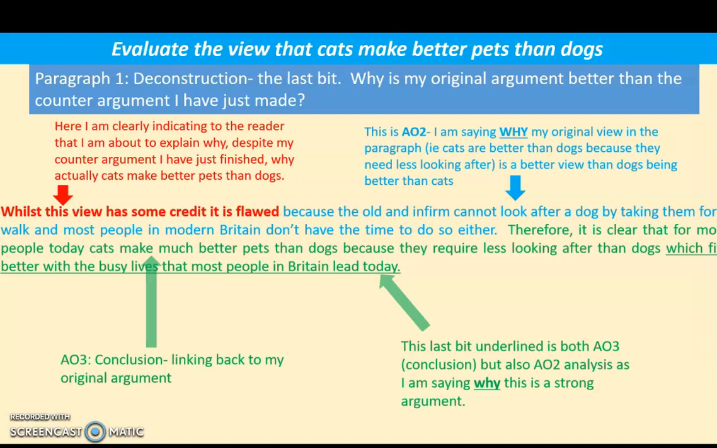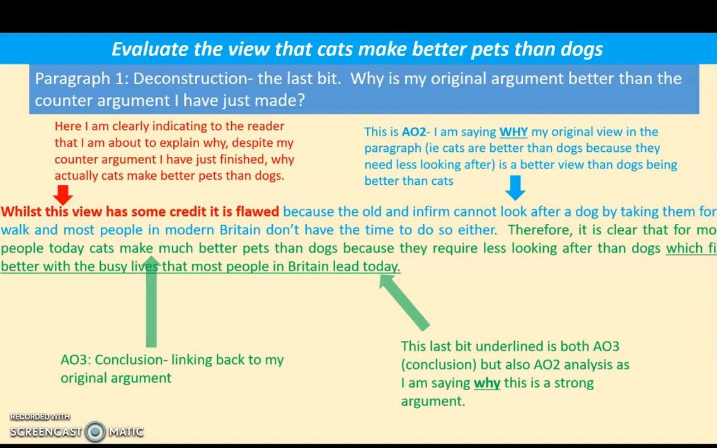Therefore, conclusion word, it is clear that for people today, cats make much better pets than dogs because they require less looking after than dogs, which is better with the busy lives that most people lead today. So it's AO3 and it's AO2. And I've said why I think the argument about dogs being better isn't very good. Yes, you take them for walks, but actually most people don't have time. So I've engaged with that argument and I've said, I hear what you're saying, I'm hearing dogs are good for people's health, but actually that's a weak view, and my original view is actually better because most people don't have the time.